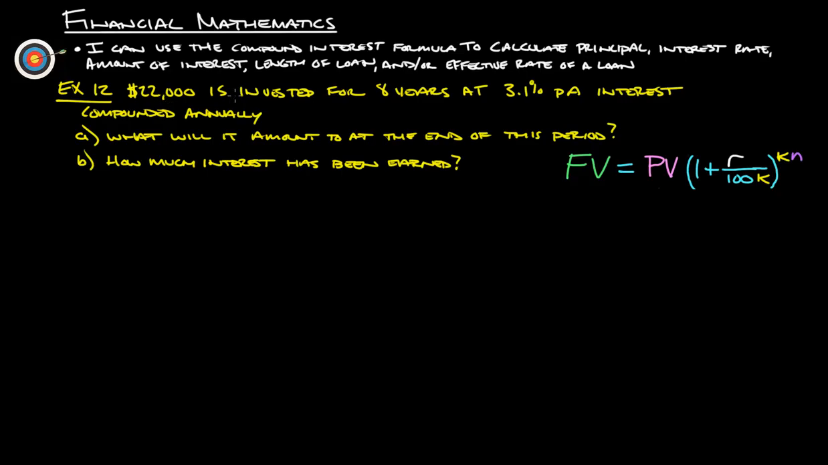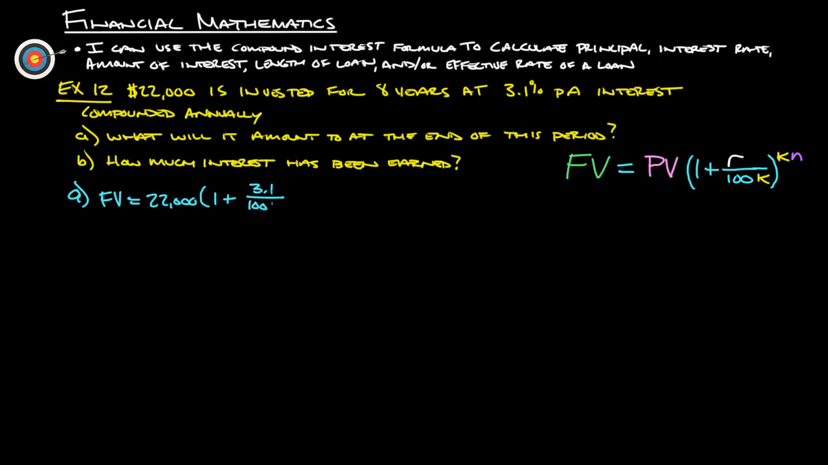Okay, example 12, $22,000 is invested for 8 years at 3.1% PA. That stands for per annum, or annually, annual interest compounded annually. So what will it amount to at the end of this period? So let's see, we're going to just use our formula here, right? We want to know what the future value is, so we're going to solve for FV. The present value, the original amount, is 22,000. And then we'll do 1 plus our rate here, which is 3.1.